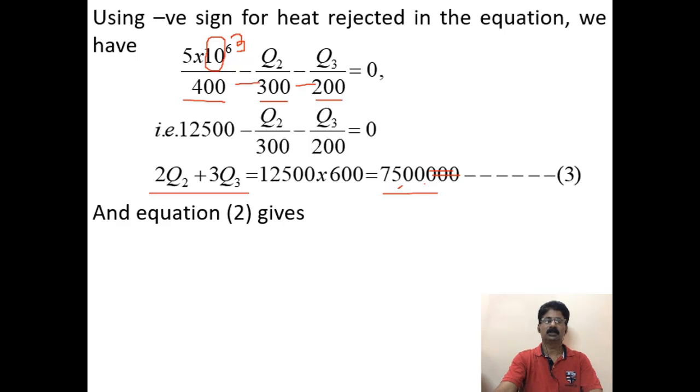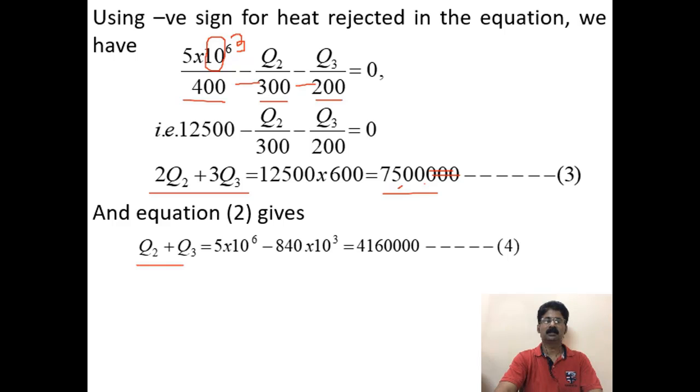Q1 minus W is equal to Q2 plus Q3. So Q2 plus Q3 you will get as Q1 minus W. Everything is substituted in joules, so you will get 416,000 joules. Here also it is joules. Now you see you have two equations. One is 2Q2 plus 3Q3 is equal to so much, and the other is Q2 plus Q3. Now you know how to simplify two simultaneous equations to find out two unknowns.